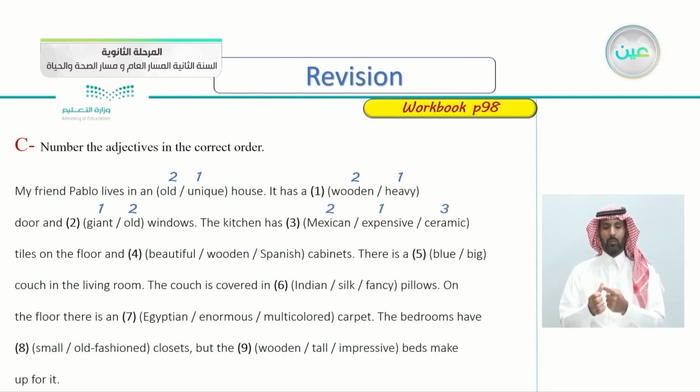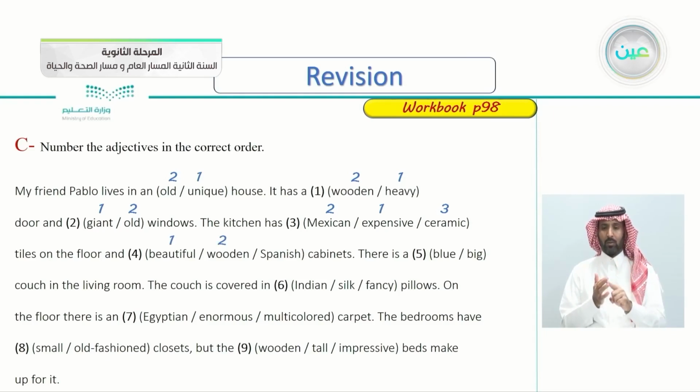So the kitchen has expensive Mexican ceramic tiles. Expensive, we begin with an opinion. Mexican, nationality, then ceramic, the material. So the kitchen has expensive Mexican ceramic tiles on the floor, and we have here also three adjectives, and beautiful wooden Spanish cabinets. So we're describing the cabinets here using beautiful wooden Spanish. So which one is number 1, 2, and 3? Let's check the answer here.